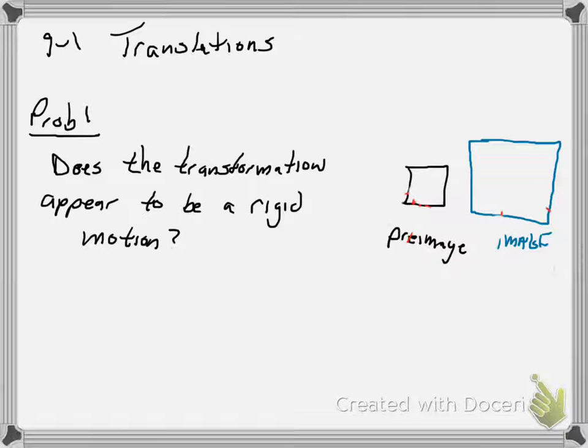9.1 is about translations. In problem 1, does the transformation appear to be a rigid motion? Now, by definition, a rigid motion is a transformation that preserves distance and angle measure. So if I'm looking for a rigid motion, I really have to ask myself the question, does it get bigger or smaller? Or does it just move? Here, if I look at my pre-image, this is where I start, the image is where I finish, I notice that it gets bigger. So since it gets bigger in size, it doesn't preserve it, this is not a rigid motion.